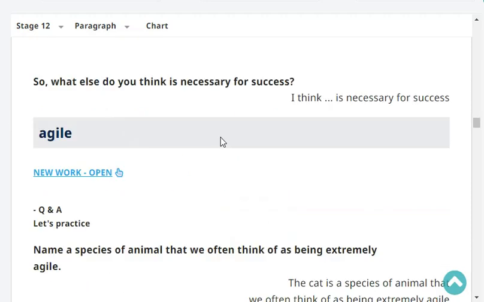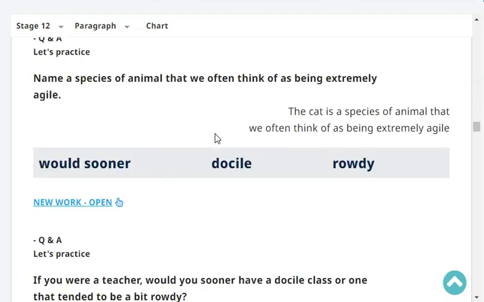So what else do you think is necessary for success? I think natural talent is necessary for success. Very good.